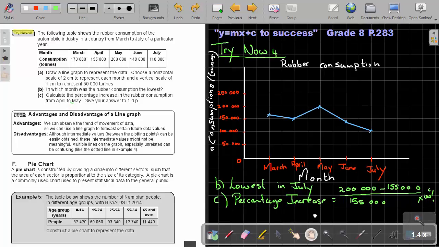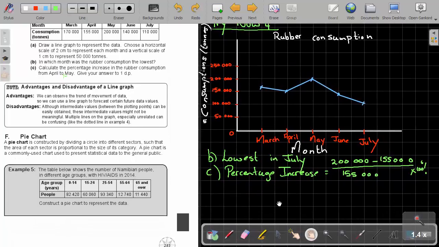Let's just move up, otherwise we cannot see nicely. And then my final answer will be 29.0%. They said 1 decimal place, so make it 29.0%. That's correct to 1 decimal place.